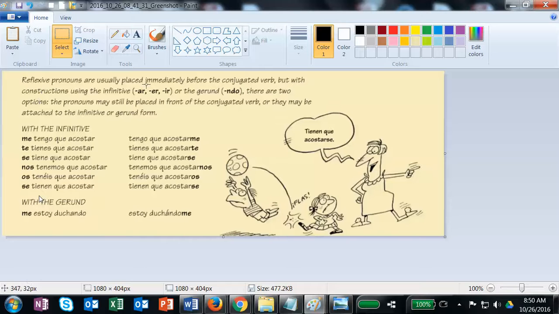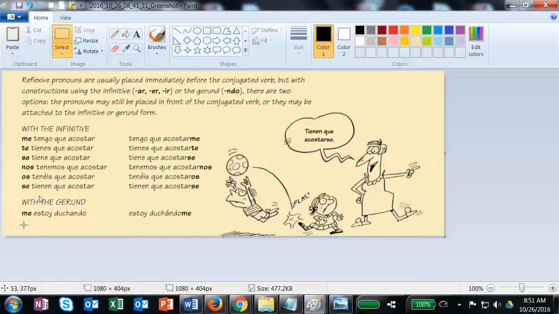Reflexive pronouns are usually placed immediately before the conjugated verb, but with constructions using the infinitive or the gerund, they do talk about that, the ando, yendo. However, I don't think we have learned gerunds yet. There are two options. The pronouns may still be placed in front of the conjugated verb, or they may be attached to the infinitive. So often when there's an infinitive situation, there's also going to be a conjugated verb. So here I have to put myself to bed. I can put my pronoun in front of the conjugated verb, the tengo, or I can put it attached to the infinitive. And that's what this is going through and showing you.